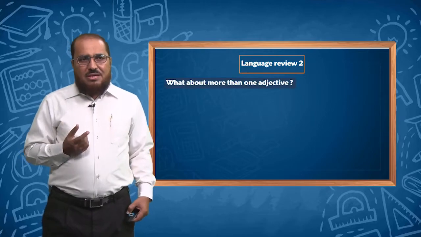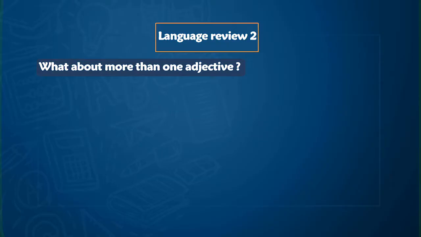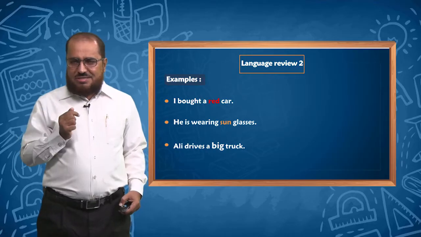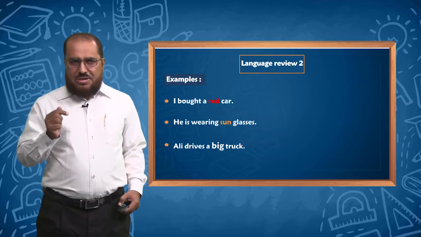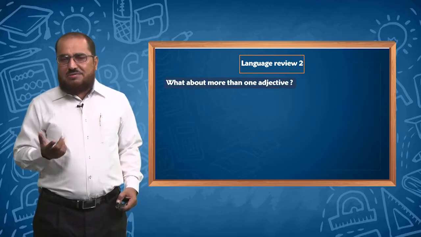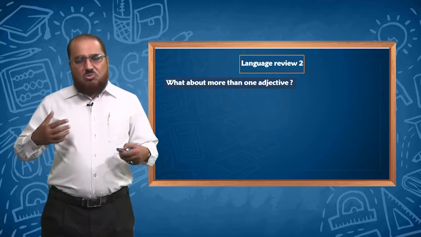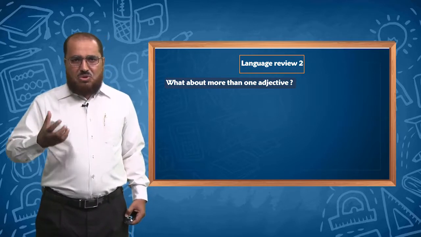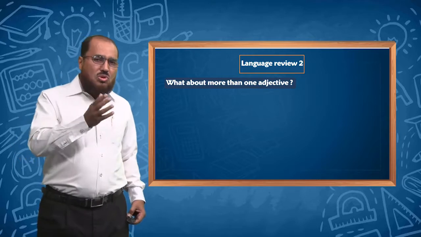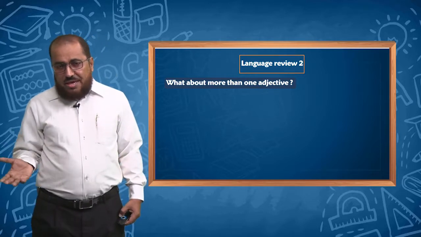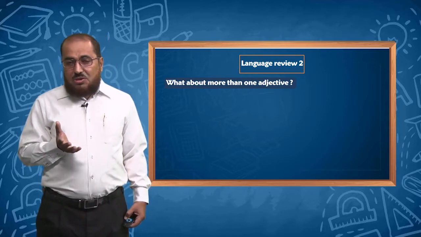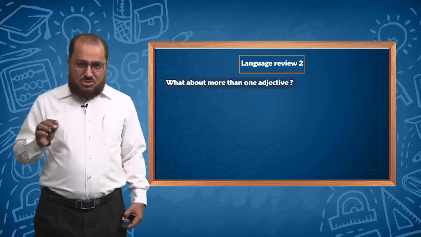More. What about more than one adjective? If we look at the previous examples here, you will see a single adjective: red, sun, big. But what about more than one? If I have more than one and I want to make my picture colorful and clearer, what can I do with all those adjectives? I have an adjective of size, of color, of nationality, of material, for example. What can I do with those? Where can they be put?